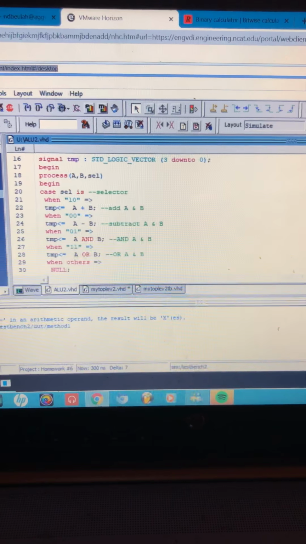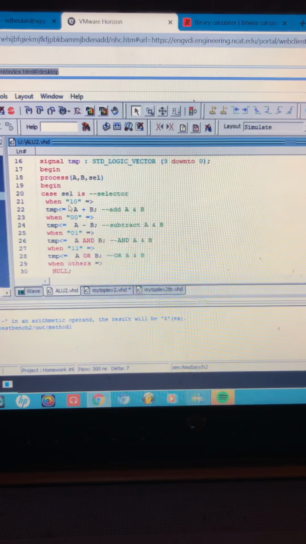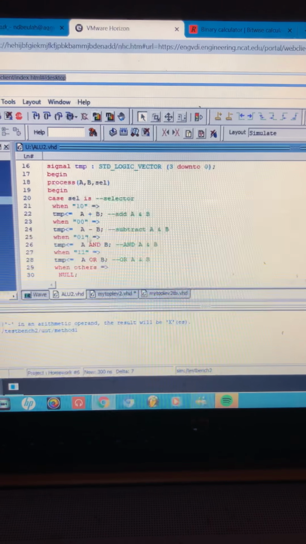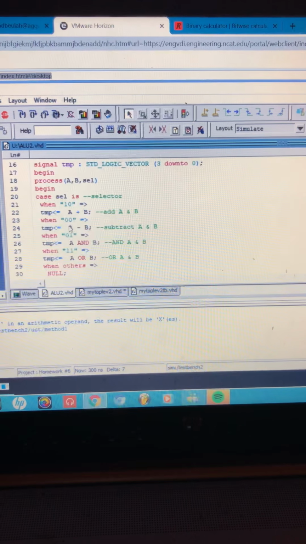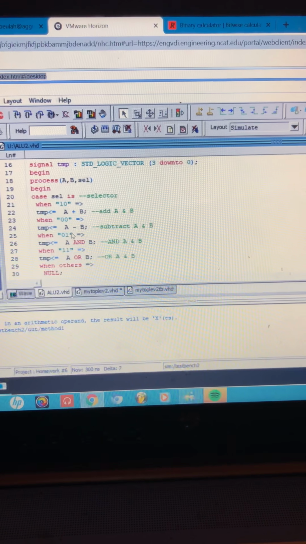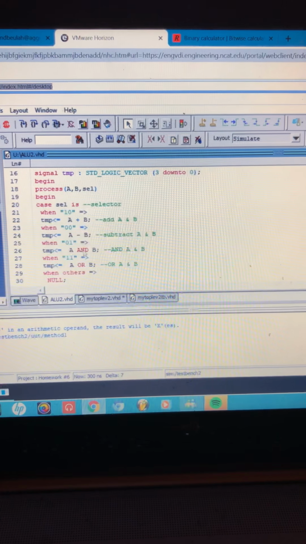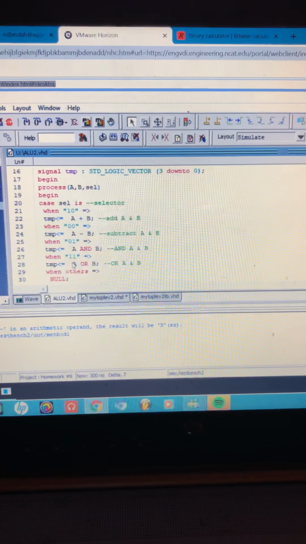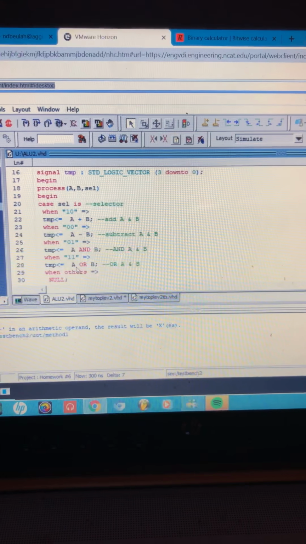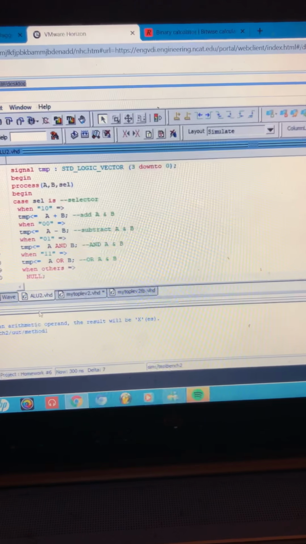So here, if my operand is 1, 0, A and B will add. If my operand is 0, 0, then A and B will subtract. If my operand is 0, 1, then A and B will AND. If my operand is 1, 1, then A and B will OR.